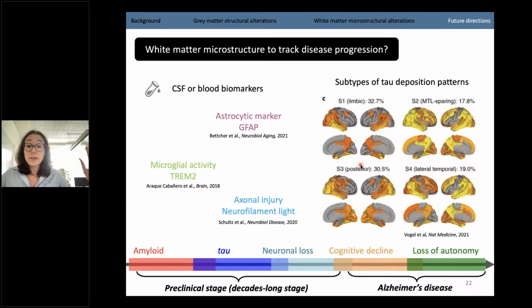Using data from more than 1,000 PET scans, 4 subtypes have been proposed showing different patterns of tau deposition, and all these subtypes are equally well represented. So with this idea again that perhaps with tools like tractography we can really track the disease progression, perhaps we'll be able to go more to the individual level and really understand better what is happening in the brain. And this is some work that I hope to pursue now during my postdoc.